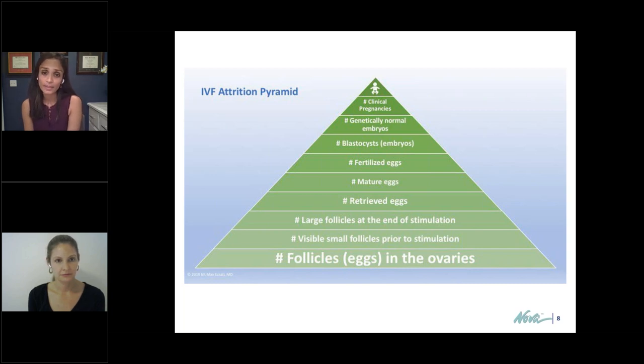And that can be determined in two ways. One is by doing an ultrasound to determine the number of follicles within the ovaries, and two is with a blood test called an AMH, or anti-Müllerian hormone, which can determine a woman's egg supply.